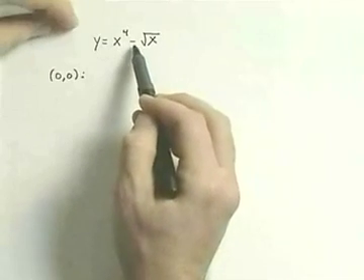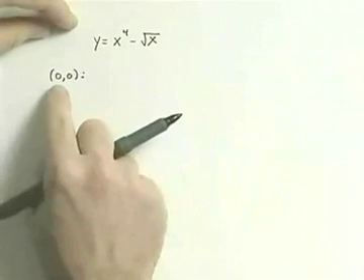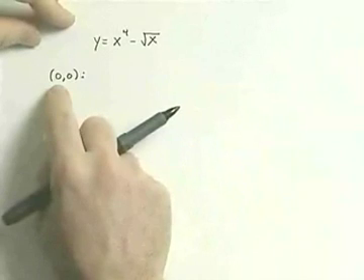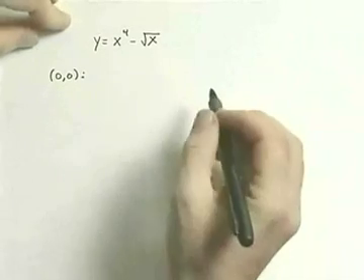This next problem we're going to verify whether or not a point is on the graph of an equation. What we have is y equals x to the fourth minus the square root of x. We want to know whether the point (0, 0) is a point on the graph of the equation.